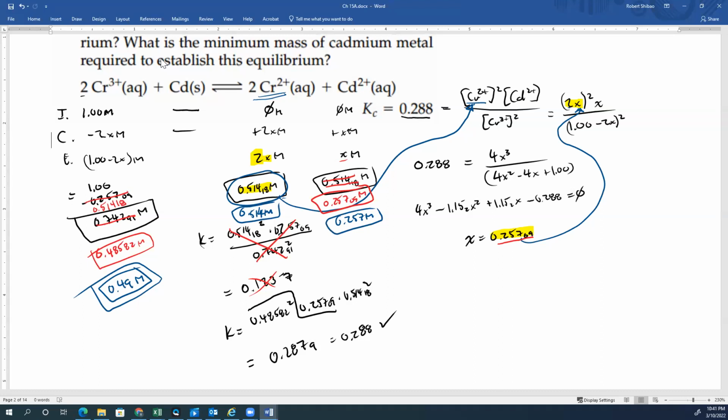Okay, again, I don't like to calculate K with the rounded values, because then the rounded values could mean it comes further off. And so if I calculated K with the rounded values, what would I have gotten? Let's take a look, to see how far off it would be due to rounding error. So I'm going to go 0.257 times 0.514 squared divided by 0.49.